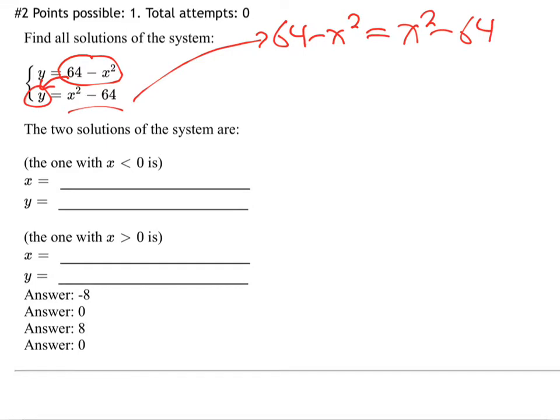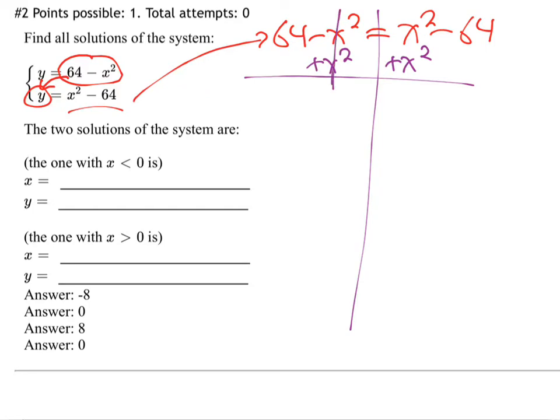Okay, so now we have x squared on both sides, don't we? Kind of weird. Let's add x squared to both sides. It'll cancel out here, won't it? Because those are opposites. And so we bring down, we get 64 equals, what is x squared plus x squared? It's 1x squared and 1x squared, 2x squared.